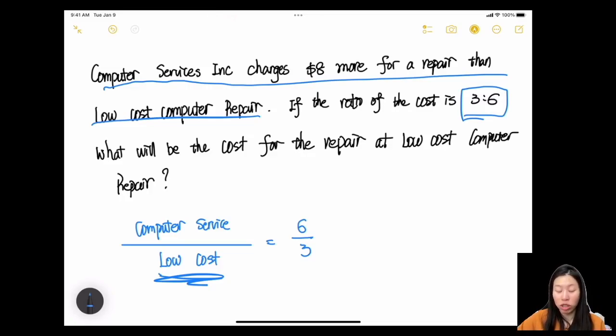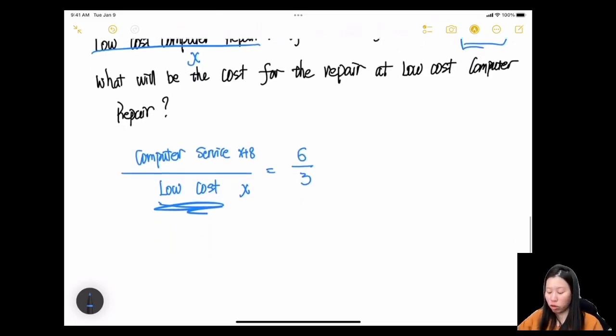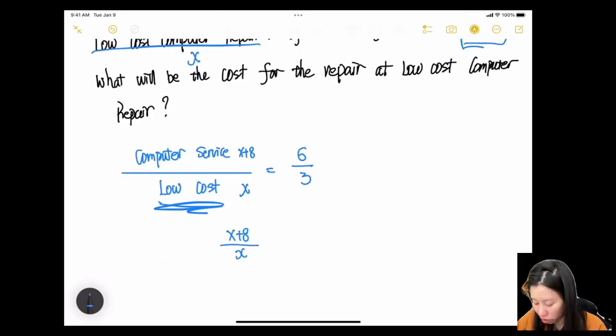So now they ask you how much it would cost. We know that we don't know the price, right? Let's say the low cost is X. The computer service charges $8 more than the low cost. So that means the cost to get a repair at the computer service is X plus 8. So here should be X plus 8 and here should be X. So here's our proportion. We have X plus 8 over X equals 6/3.